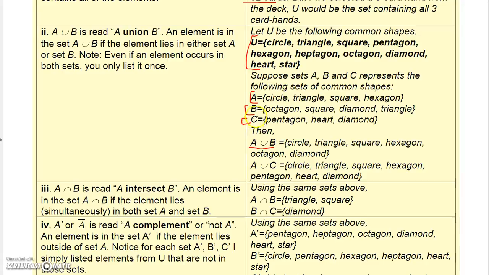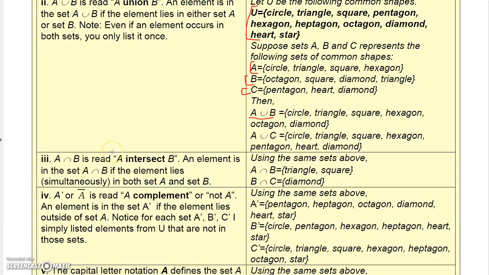And then in B intersects C, the only thing that's in both of those sets is the diamond. So B intersects C would be the diamond.